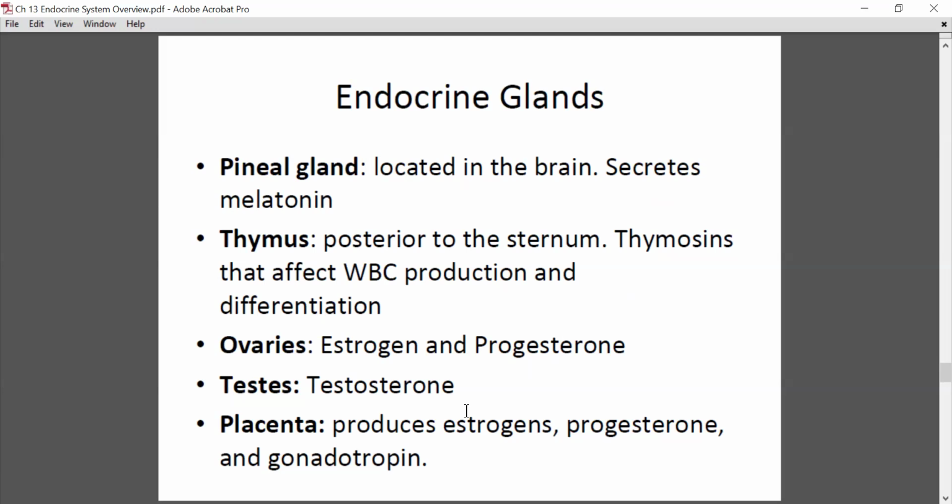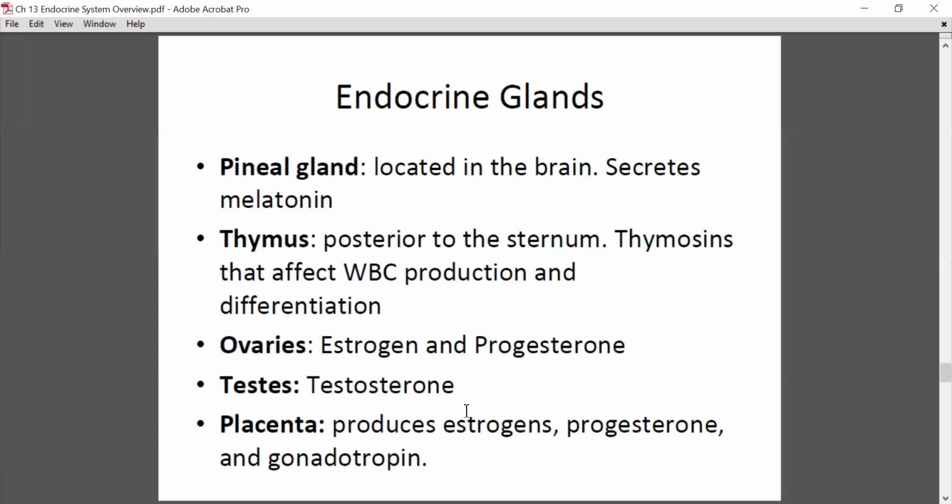You may have heard of melatonin as a supplement that is available over the counter for people who may have some type of sleep disturbance, insomnia, etc. They market it as a natural sleep aid. It is actually a hormone that your body produces naturally in response to decrease in sunlight, decrease in light to help you sleep, right? So that is secreted by the pineal gland.